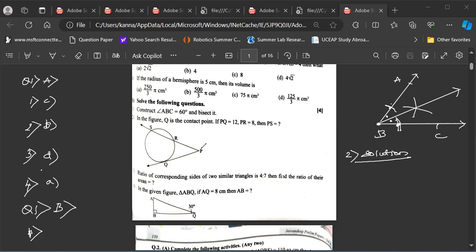Whenever they draw a tangent segment and a secant from a point, you can use the tangent secant segment theorem. That is, PQ into PQ, that is PQ square, equals PS into PR. All from P only. How many segments are there from P? PQ, only one segment. So PQ into PQ equals PR into PS. That is PQ square equals PR into PS.